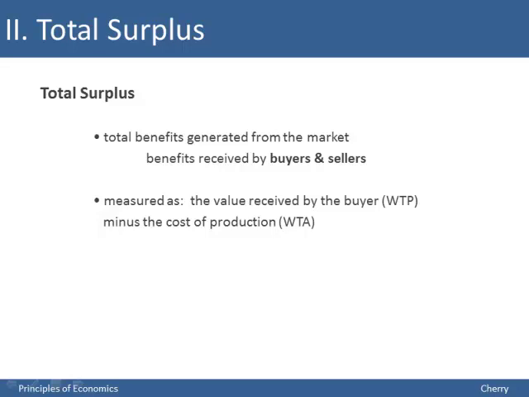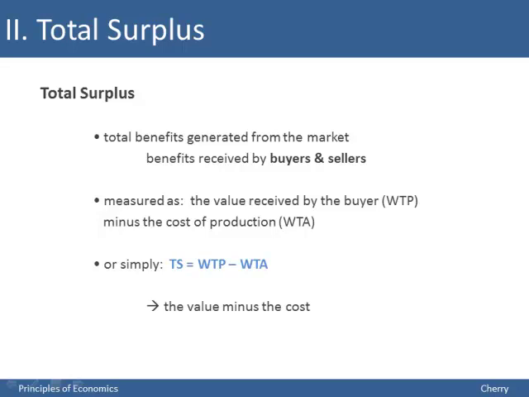And how you measure total surplus is you take the value received by the buyer, and if you remember what that was, willingness to pay, and you subtract out the cost of production, which we refer to as willingness to accept. So you could simply say total surplus is willingness to pay minus willingness to accept. And that gives you total surplus. If you wanted to, on your own, look at a simple math transformation, if you just added up consumer surplus and producer surplus, you would end up with this formula here. Total surplus equals willingness to pay minus willingness to accept.